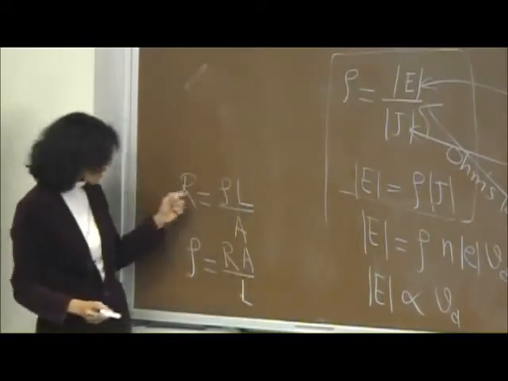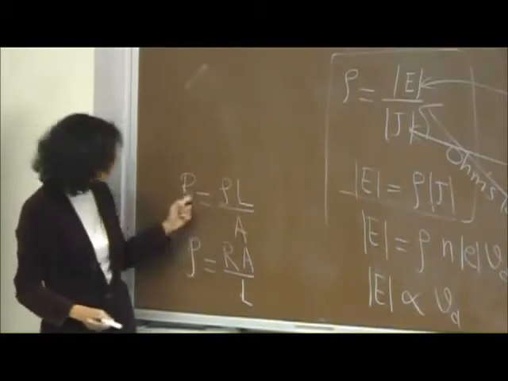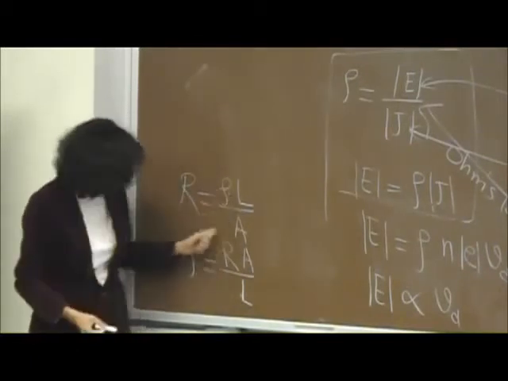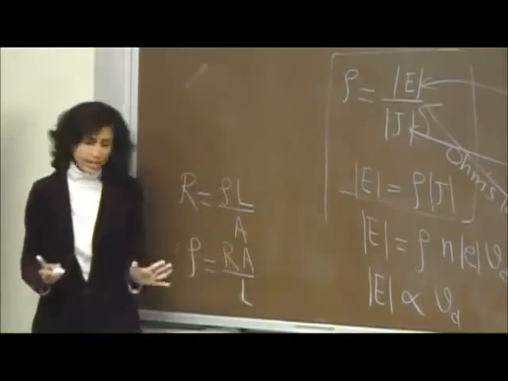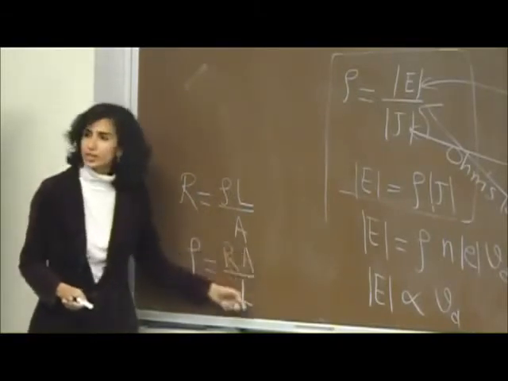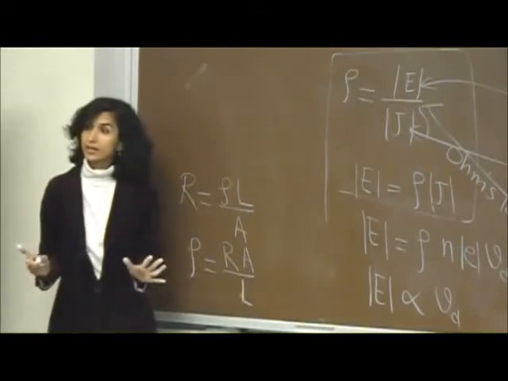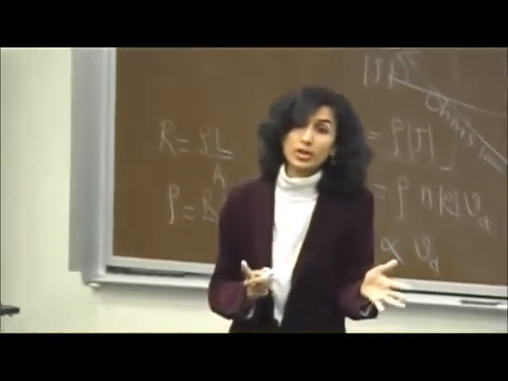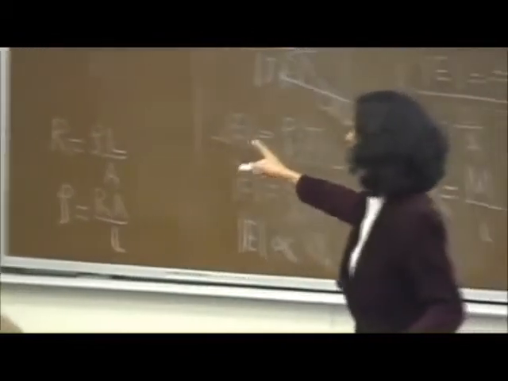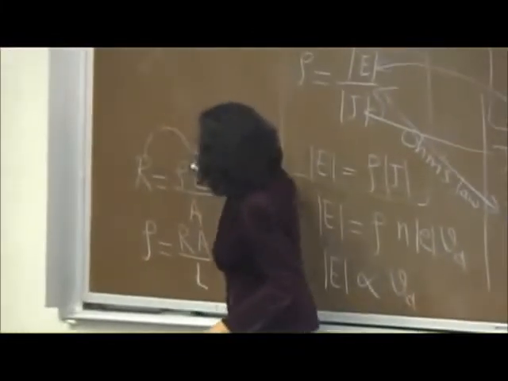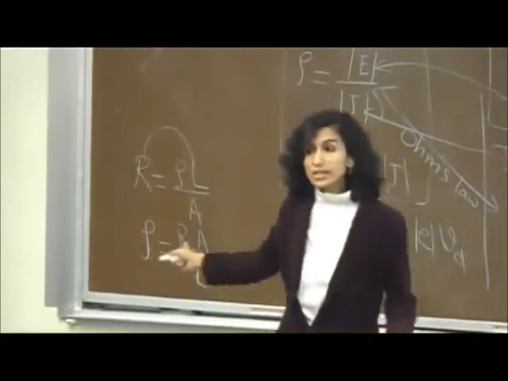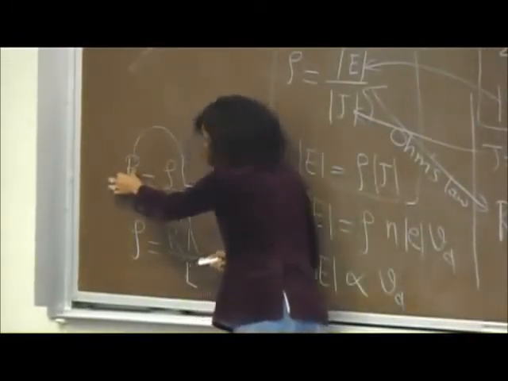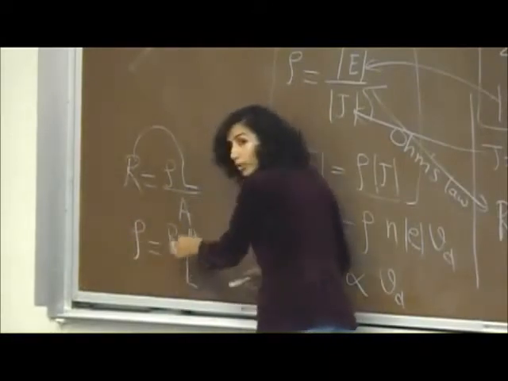R depends upon L and R depends upon the area of cross section and R depends upon this constant called rho that you can look up in a table. Just because I flip the equation doesn't mean that rho depends upon area of cross section and L. It doesn't. You have to understand which thing is the fundamental constant and which thing actually depends upon other things. So R depends upon the length. Longer the wire, more is the resistance. Thicker the wire, smaller is the resistance. But rho does not depend upon L or A.